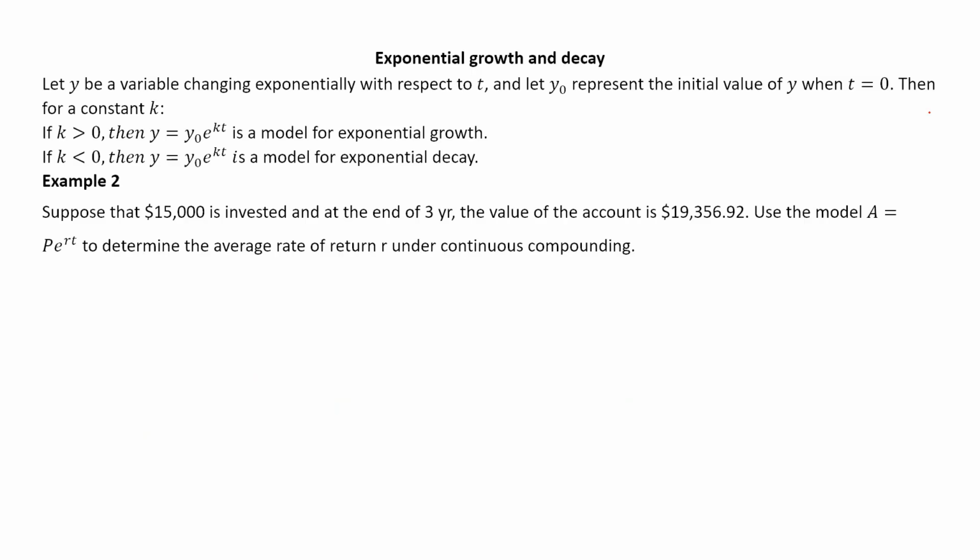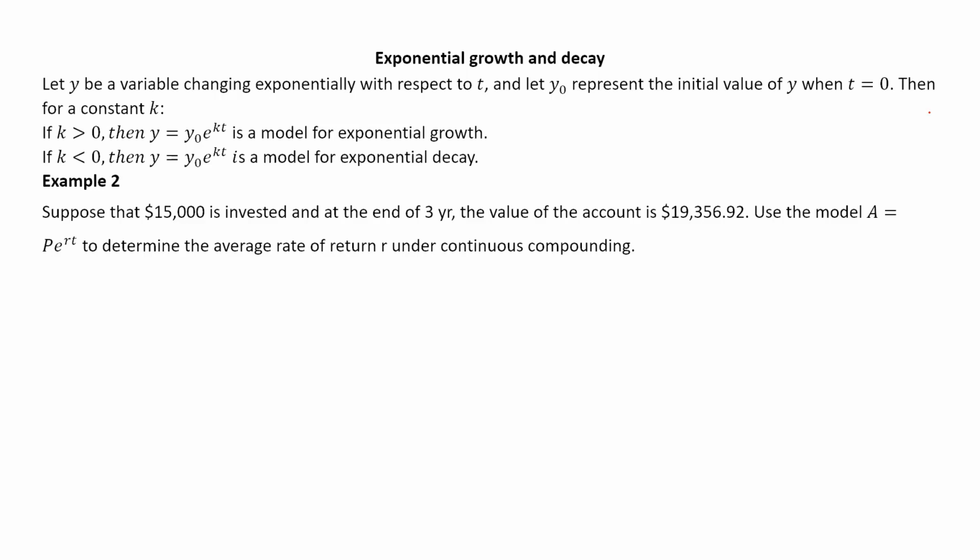Then we have exponential growth and decay. So let y be a variable changing exponentially with respect to t, time, and let y sub 0 represent the initial value of y when t equals 0. Then for a constant k, if k is greater than 0, then y equals y sub 0 e to the kt is a model for exponential growth. If k is less than 0, then y equals y sub 0 e to the kt is a model for exponential decay. So this kind of model is used for bacterial growth. It's used for decay, like in carbon-14 dating, things like that.